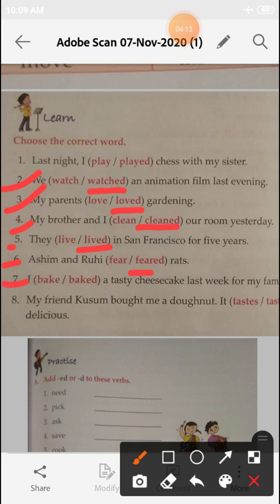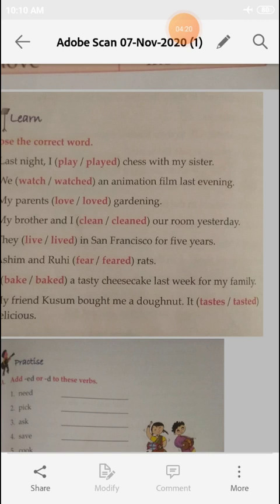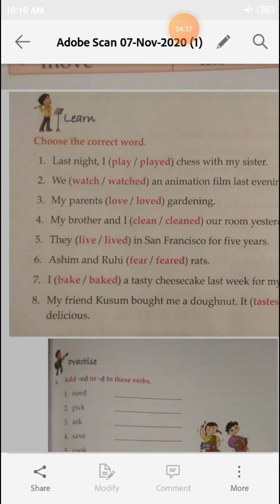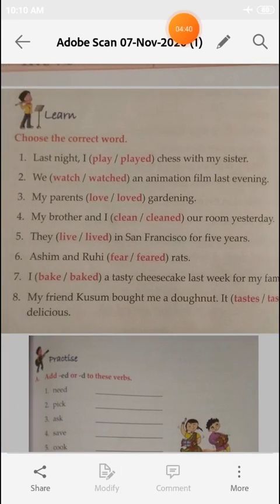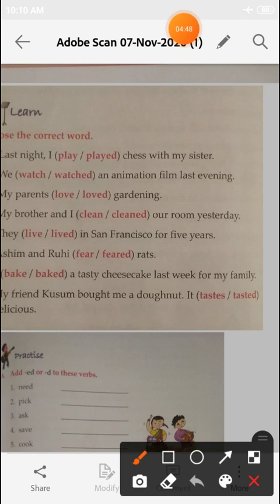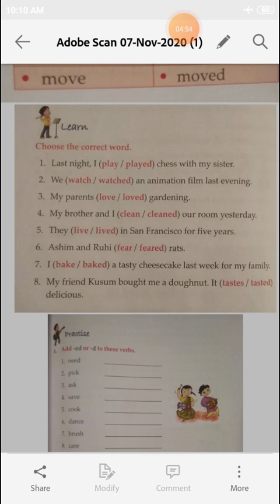7. I baked a tasty cheesecake last week for my family. So baked is the correct word because the sentence is in past time. My friend Kusum bought me a donut. It tasted delicious. Tasted is the correct word. So students, we filled the first exercise to indicate verbs in present time.